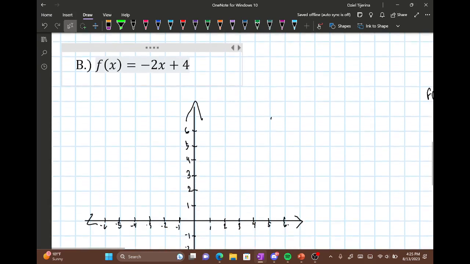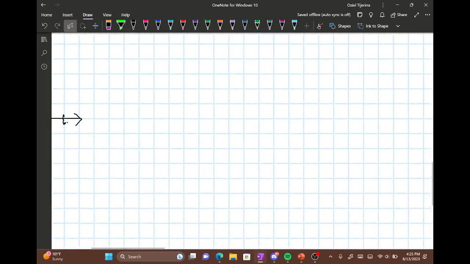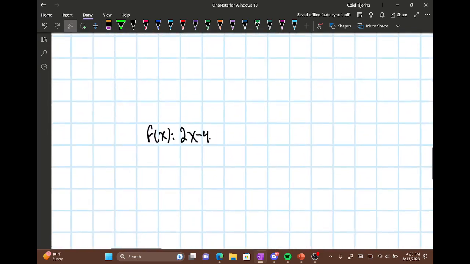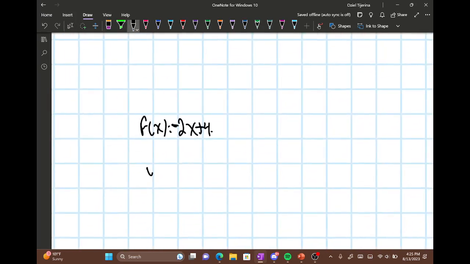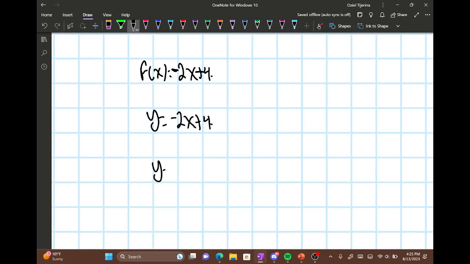Okay. So this is our equation. I'm just going to rewrite it here: y equals -2x plus 4. And we know that this is of the form y equals mx plus b, right? So mx plus b.